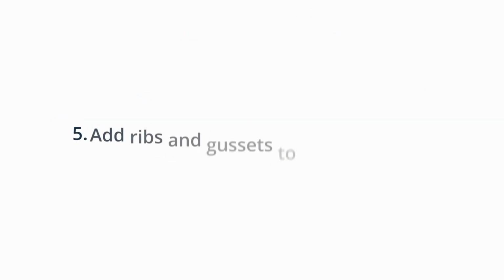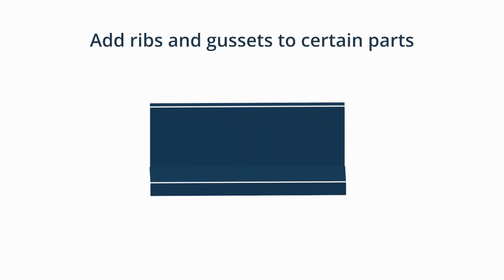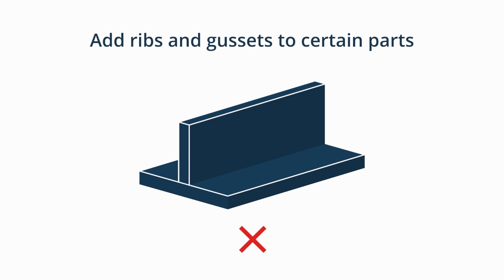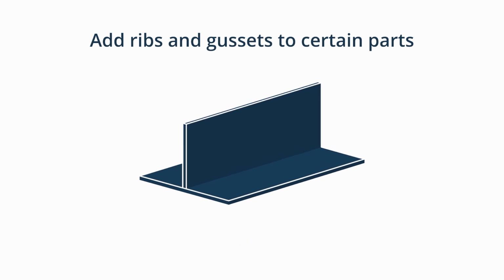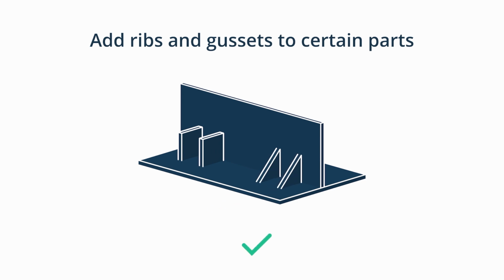5. Add ribs and gussets to certain parts. We recommend adding ribs and gussets to parts instead of increasing their thickness to strengthen them. They also help to eliminate cosmetic defects like warping, sink and voids. However, if designed incorrectly, this can lead to the permanent bending of some sections. The warping can be reduced by keeping the rib thickness between 50 to 60% of the thickness of the wall it is attached to.